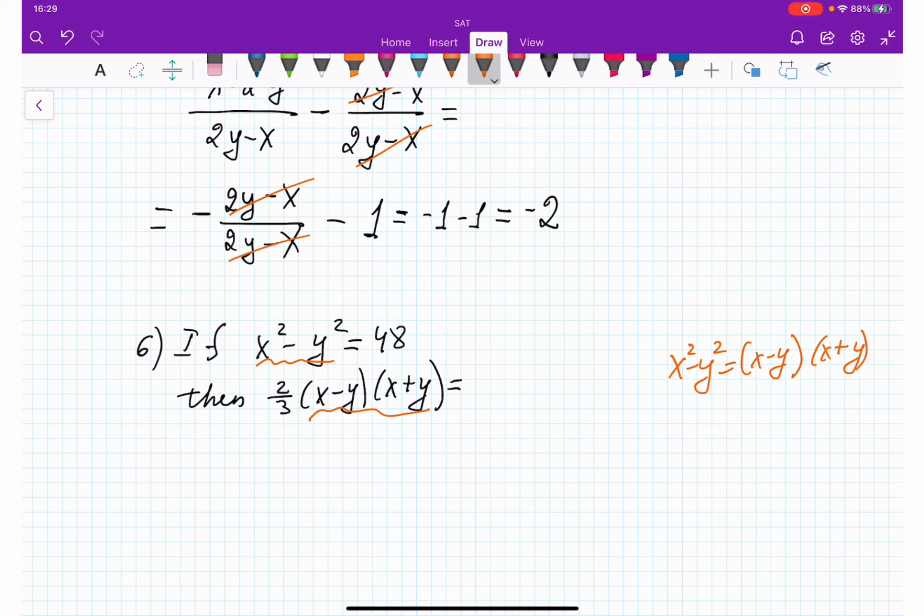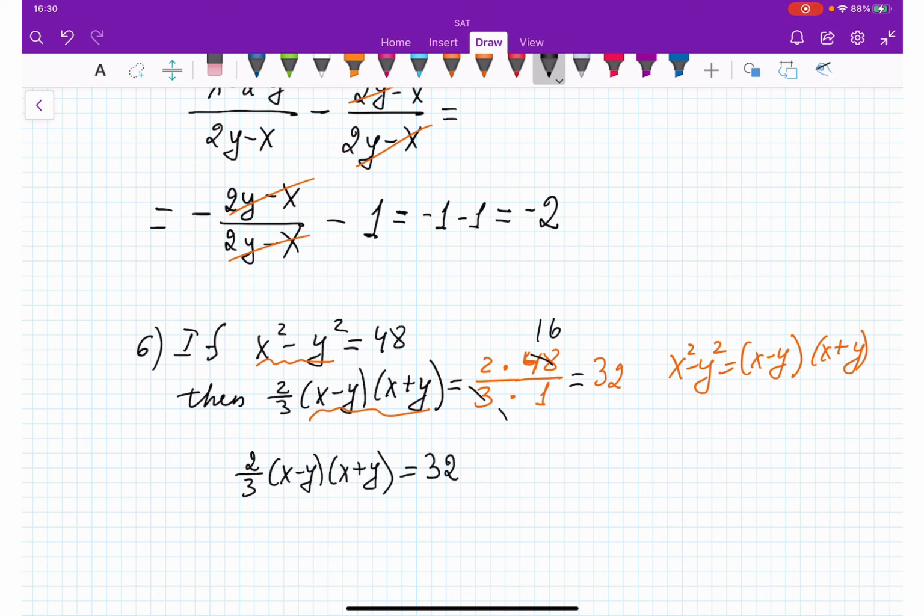So I'm taking 2/3 multiplied by 48. When you're multiplying by a whole number, that whole number goes to the numerator, because 48 I can represent as 48 over 1, right? Okay, this is 1, this is 16, and the answer is 32. So which means the 2/3 of (x minus y) times (x plus y) is equal to 32.